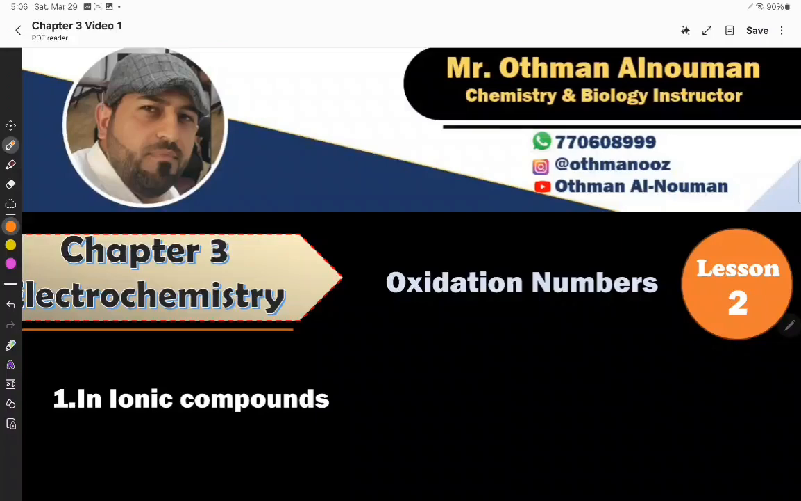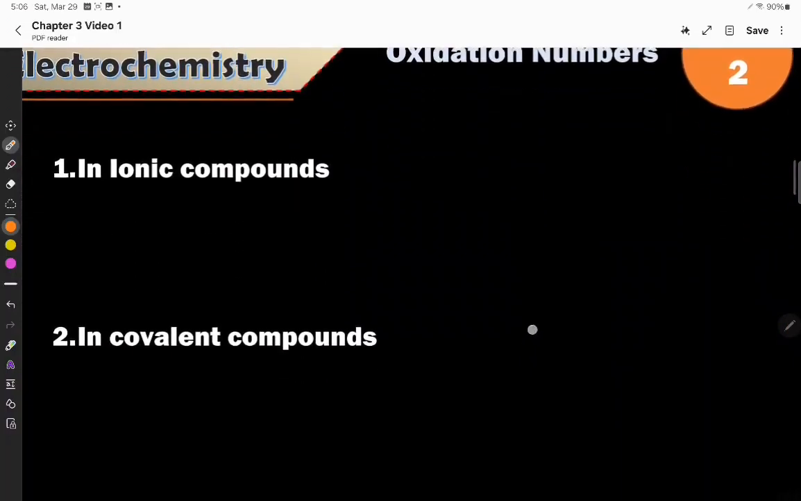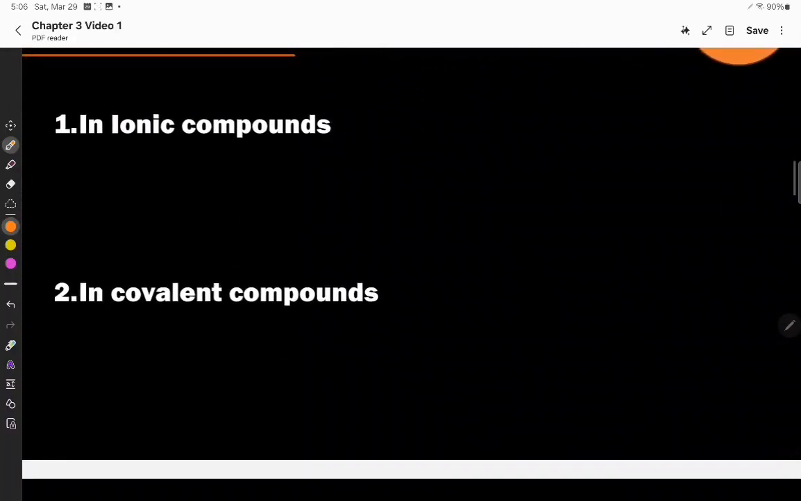Now let's see how to calculate the oxidation numbers in different compounds. First, oxidation numbers in ionic compounds. Ionic compounds, the metal and non-metal. We have, for example, magnesium and chlorine.